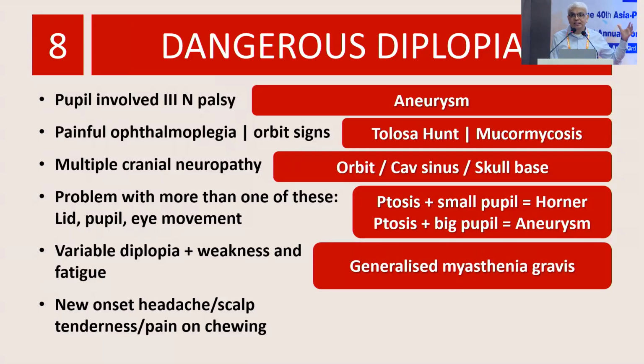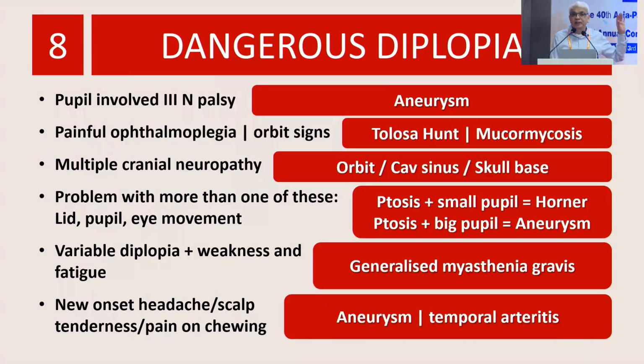Don't forget that myasthenia can have serious generalized issues as well, including respiratory issues. And any new onset headache, scalp tenderness, pain on swallowing, not only aneurysm, but you can also think of temporal arteritis. So with that, I'll just close and we can open for discussion.